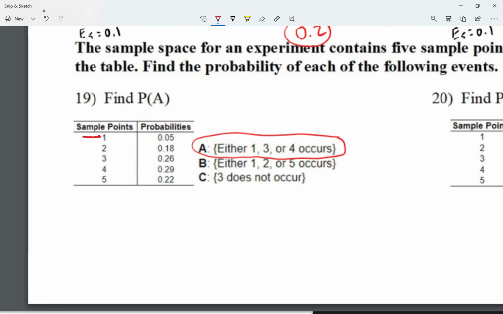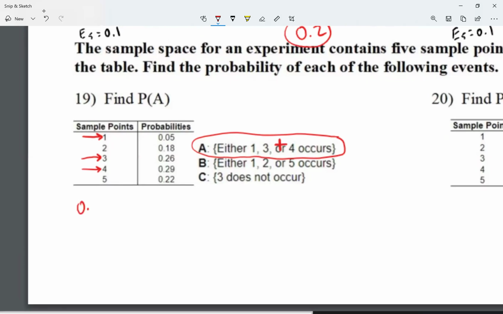So I either get 1, 3, or 4. The word or, very important. It basically means plus. The probability I get a 1 is 0.05, plus probability I get a 3 is 0.26. Probability to get a 4 is 0.29. When I use the word or, again, I'm just going to add them up.